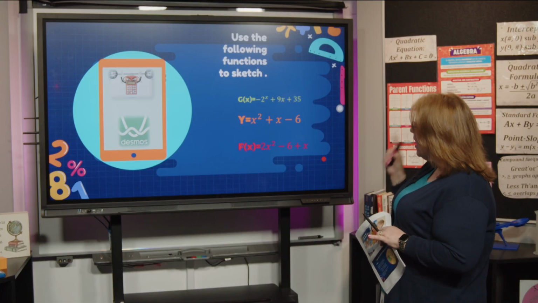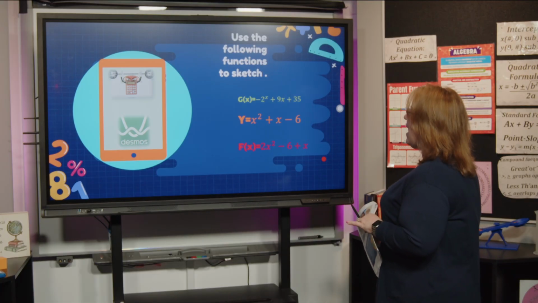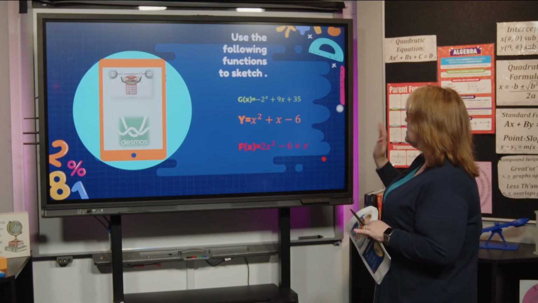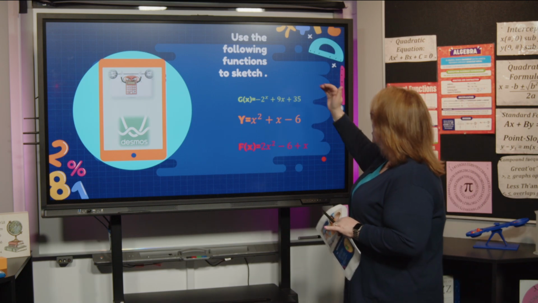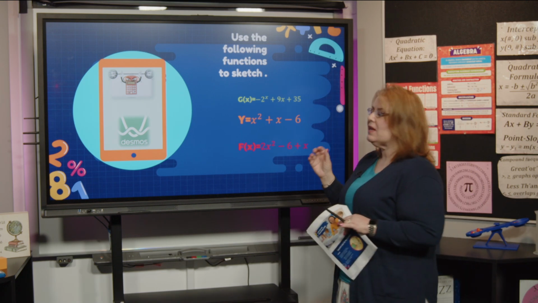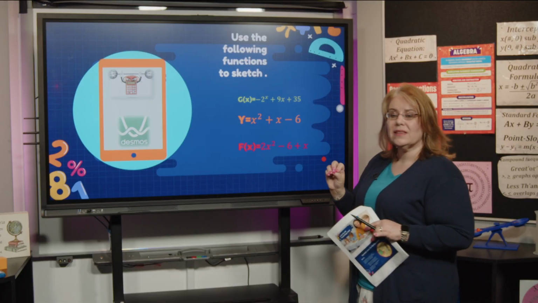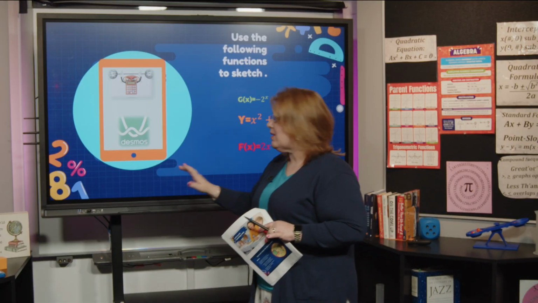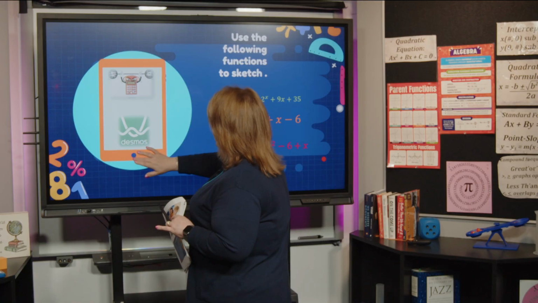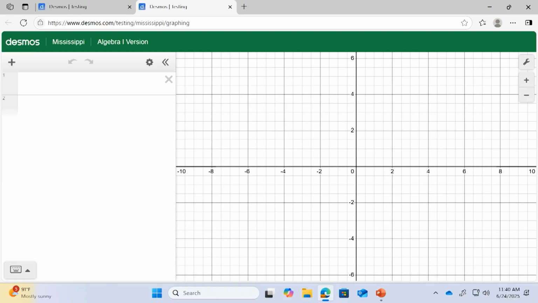Use the following functions to sketch. So I have g of x, y equals, and f of x. Now, I'm noticing some things here, so we need to make sure that we are noticing how they're written, so we know how to plug them in. So again, I'm going to use Desmos just for sake of time. All right, and I'm going to plug them in.